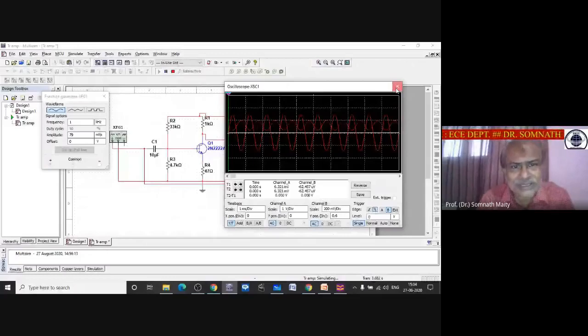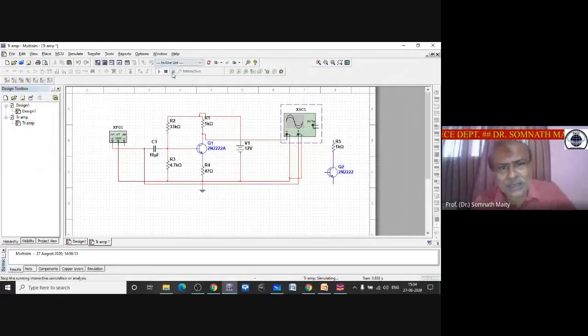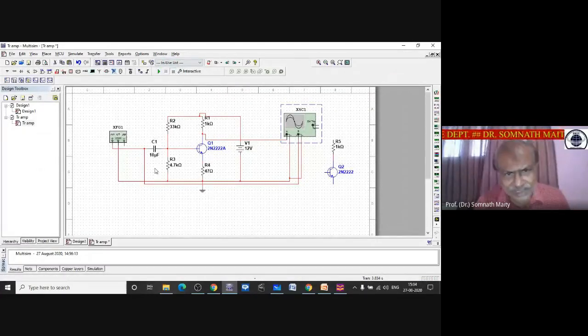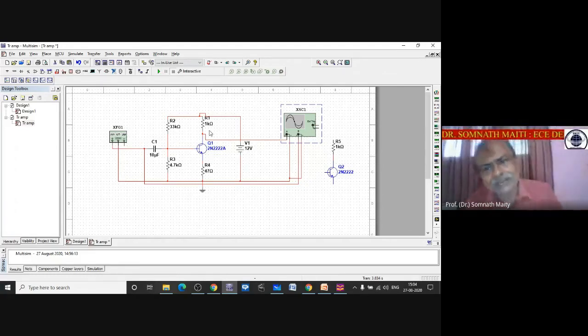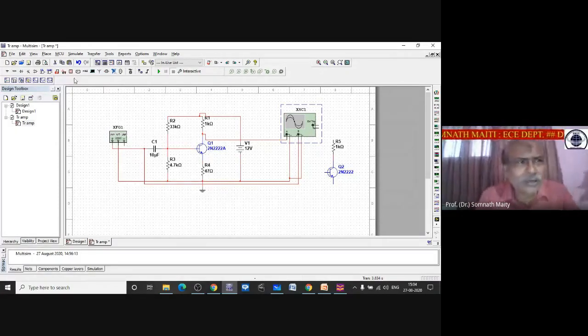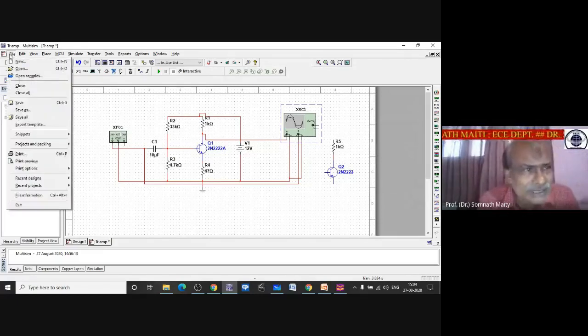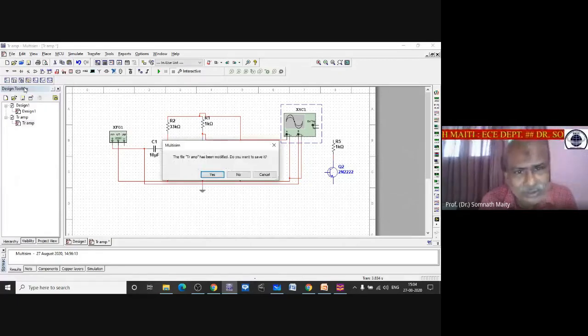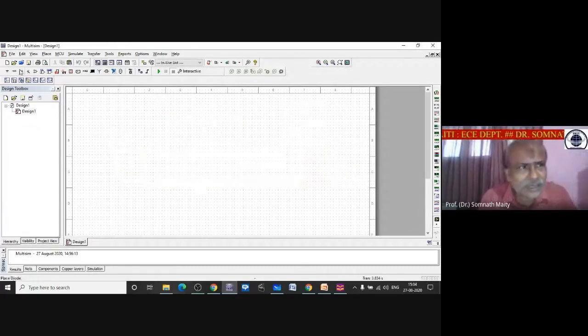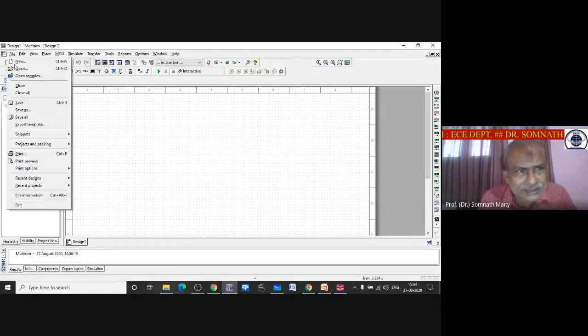Now the question is, you may ask how this circuit is designed, how this circuit is operating, why I have connected this 1 ohm and all these resistances. I will explain all this later on. Okay? Now let us close it down. Close. Let us open another.